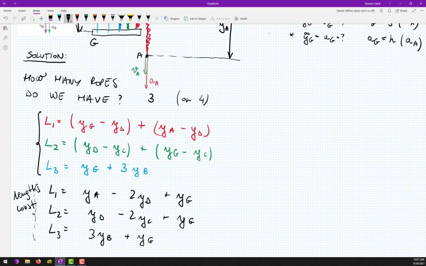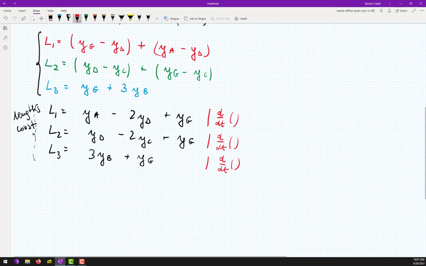Okay, but they ask us to find velocity and acceleration, okay? So what I propose is just differentiating each of these equations once, just to get to the velocity level, okay? And since all of our lengths are constant, we will have 3 zeros in here, right? 0, 0, 0.